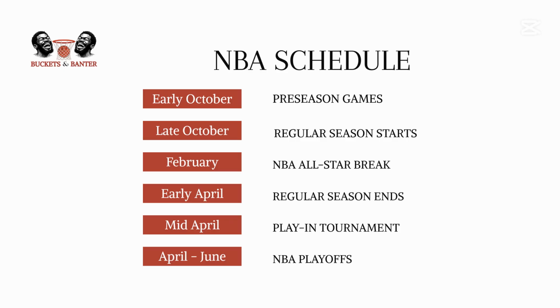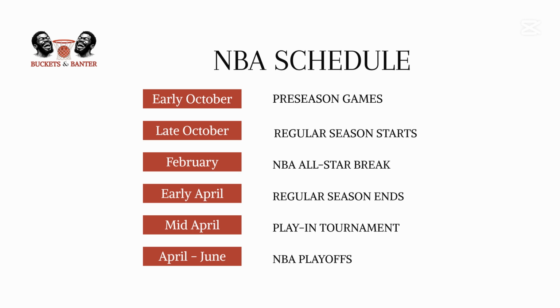Let's talk about the NBA schedule. The NBA schedule lasts from October to the following April. Preseason starts around early October, where teams meet and prepare for the upcoming season, and the regular season starts late October to mid-April. This competition lasts for about 24 weeks, and in between we have a week around February for the All-Star break.